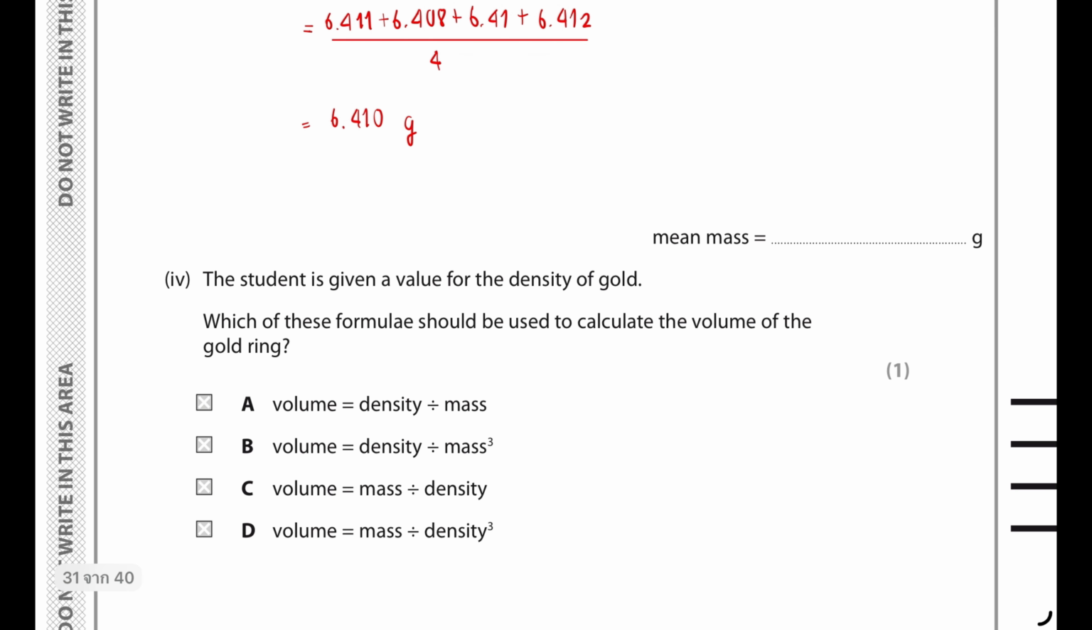Then question IV. The student is given a value for the density of gold. Which of these formulas should be used to calculate the volume of the gold ring? So since density equals mass over volume, therefore volume equals mass over density. So it will be option C.